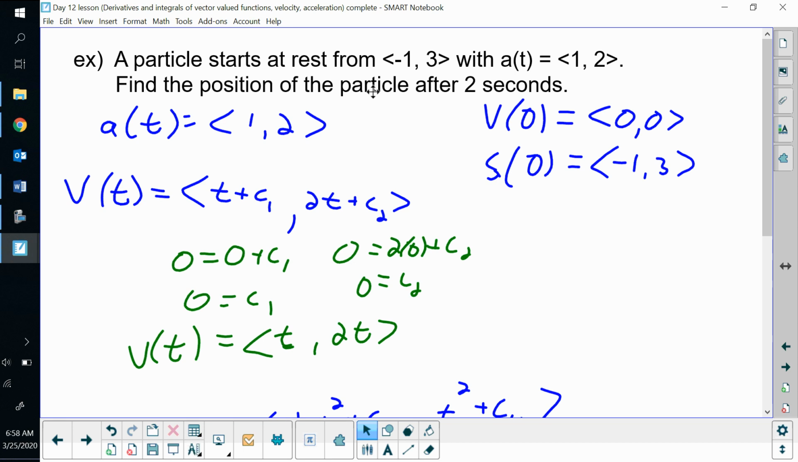So let's say we're given an acceleration vector valued function. The particle's starting at this position at rest, and we want to know where it is after 2 seconds. So two things that we know, our velocity vector has to be 0, 0 when t equals 0 because we're starting from rest, and our initial position is negative 1, 3. So starting with this, we can take the antiderivative, and it'll give us the velocity. We've got our constants here. Well, we have 0, 0 when t is equal to 0, so we can set up two little equations and find those constants are just 0. So this is our final velocity vector valued function.